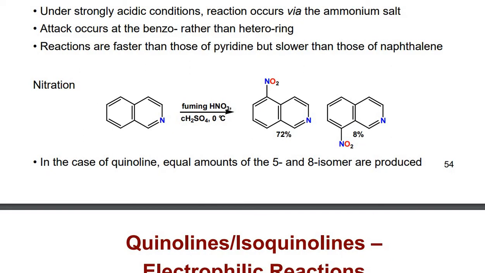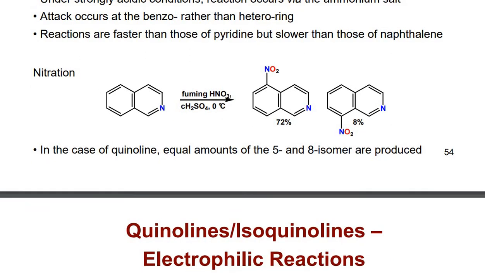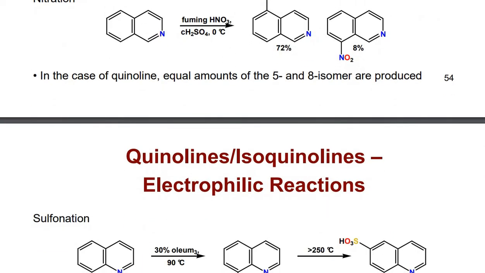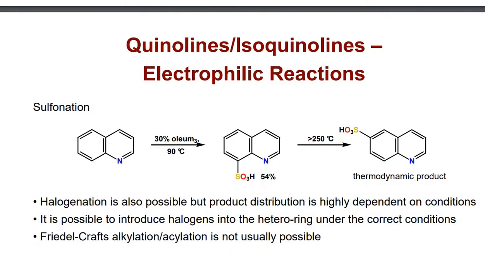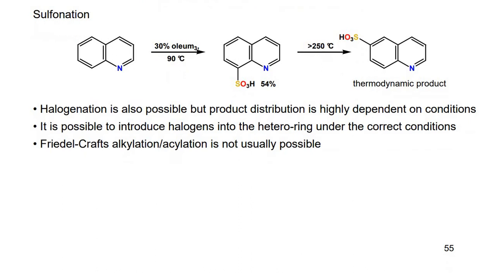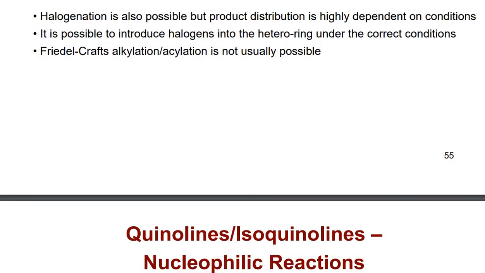Nitrations, you can see the fuming nitrations. In the case of quinoline, equal amounts of 5 and 8 isomers are produced. Now sulfonations, you can see. Halogenation is also possible, but product distribution is highly dependent on conditions. It is possible to introduce halogens into the hetero ring under the correct conditions. Friedel-Crafts alkylation and acylation is not usually possible.